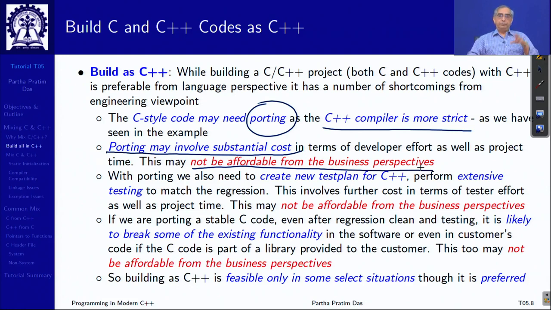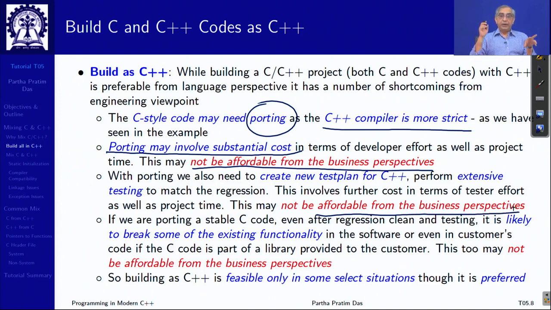The moment you do this kind of porting, you are changing the code, you need a new test plan for this C code in C++. For the purpose of extensive testing, you will have regression test suites which exist. Those will now have to pass in the C++ compilation. It involves tester time, further cost. Again, the affordability from a business perspective becomes an issue.